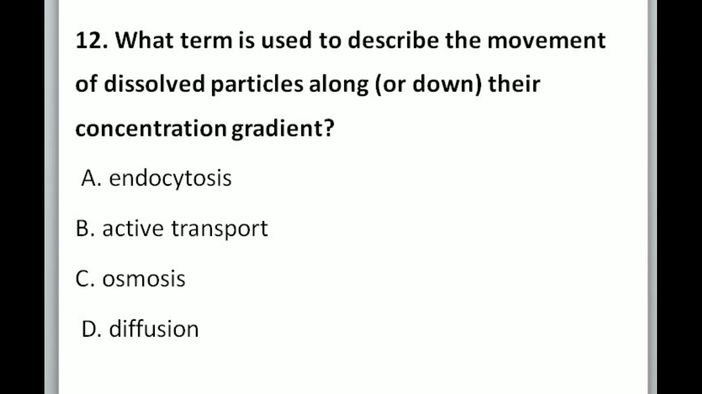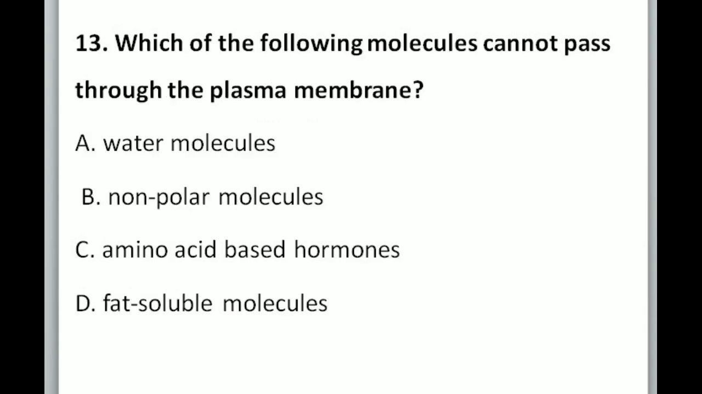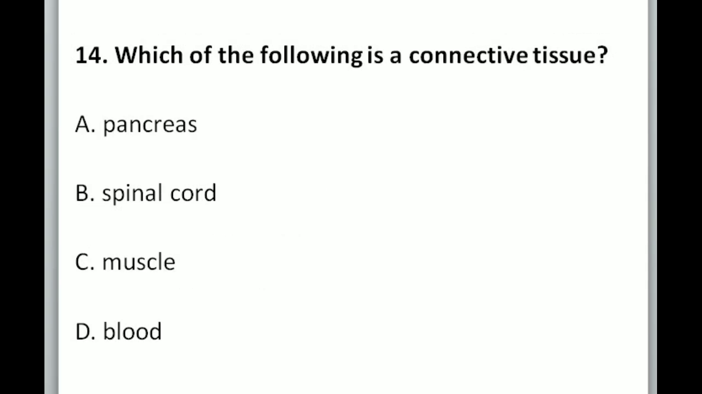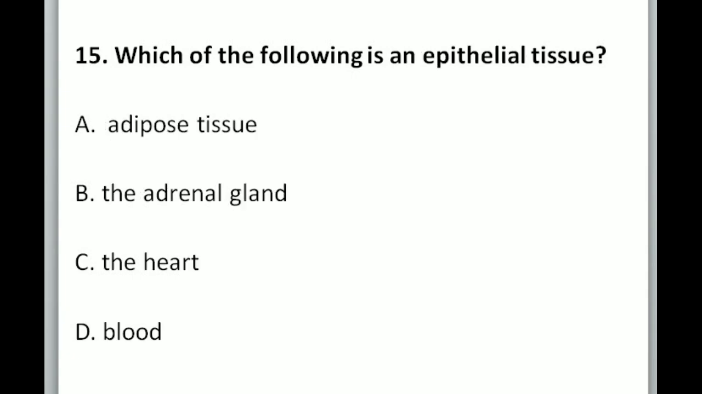12. What term is used to describe the movement of dissolved particles along or down their concentration gradient? Answer is D. Diffusion. 13. Which of the following molecules cannot pass through the plasma membrane? Answer is C. Amino acid-based hormones. 14. Which of the following is a connective tissue? Answer is D. Blood.